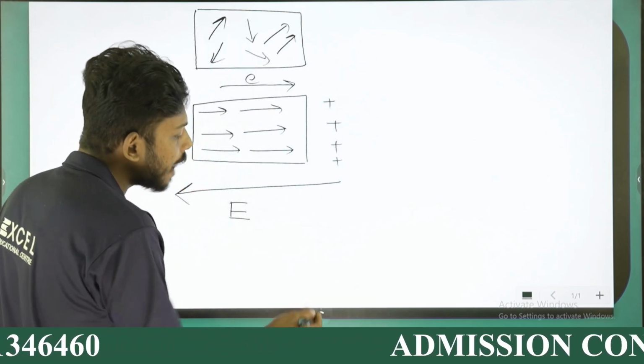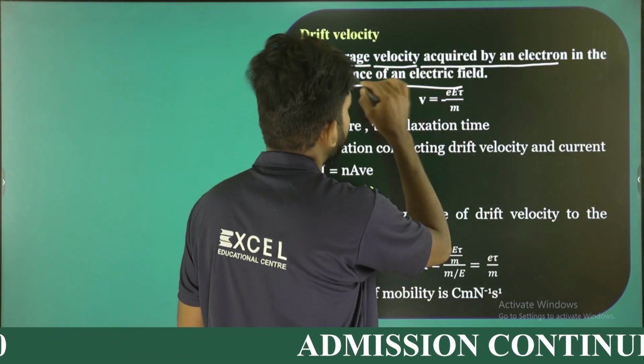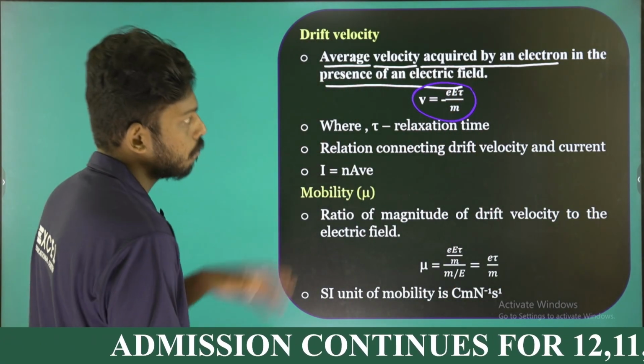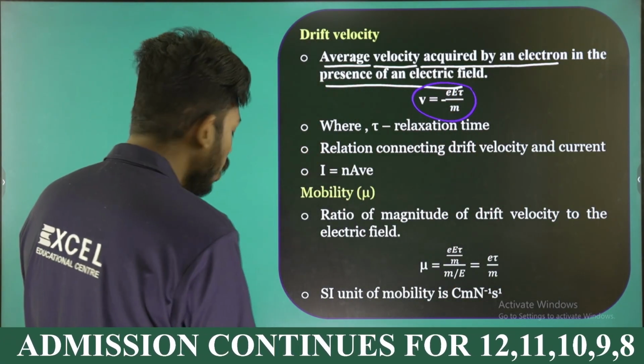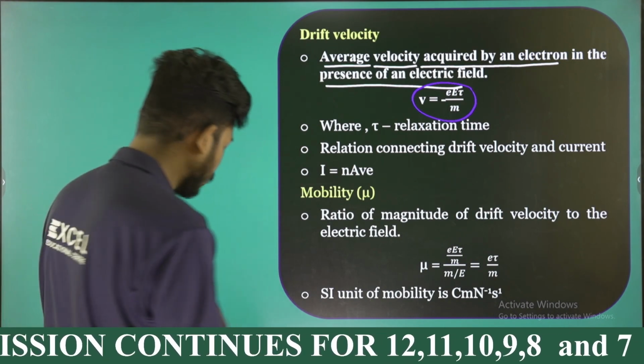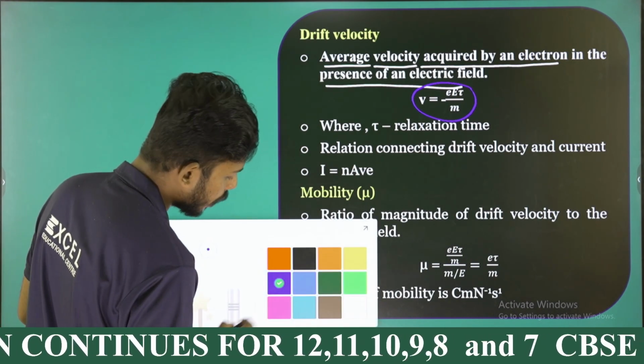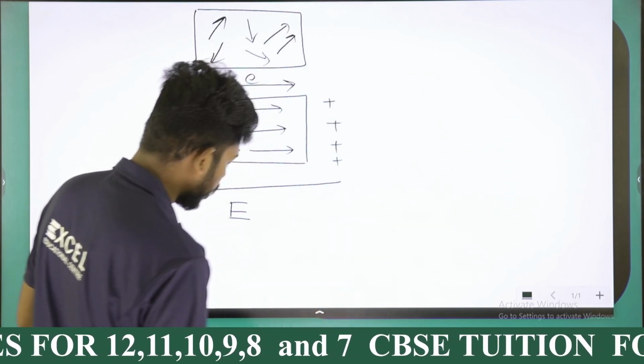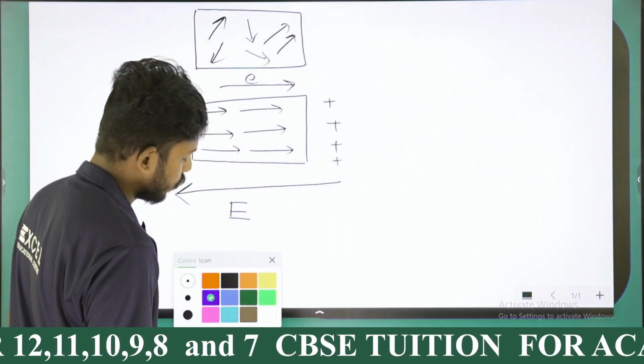So what is the expression for drift velocity? It's minus E tau divided by m. We have to explain each and every term. Here we go, we are going to explain each and every term. So what is the equation for drift velocity?